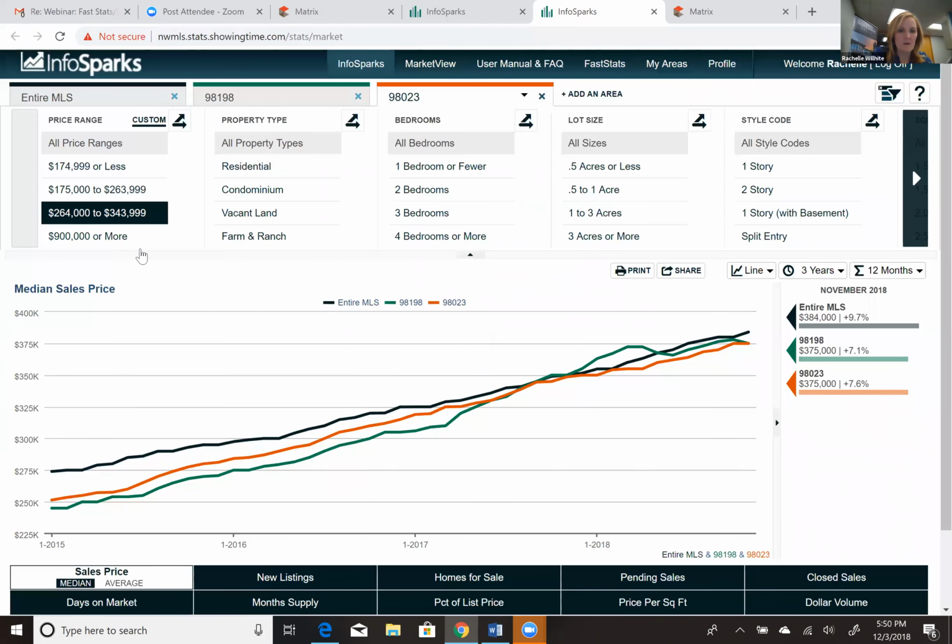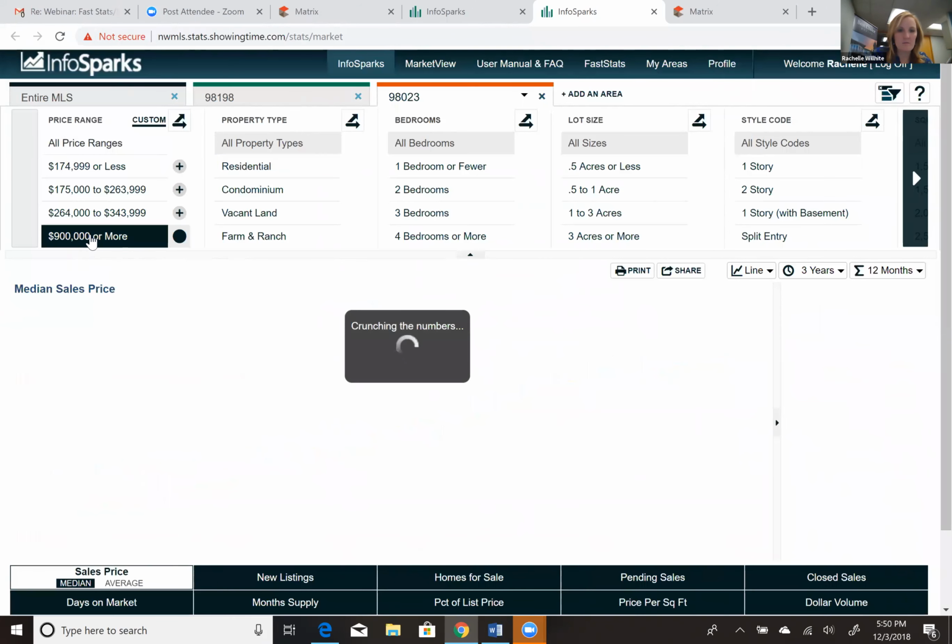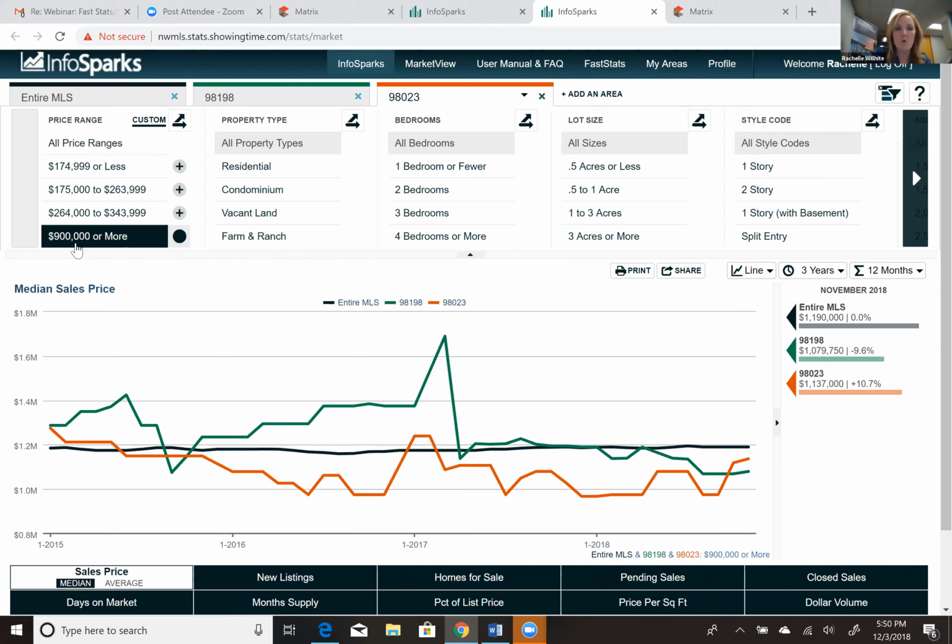Okay. All right, so it did that, saved on mine. So I can select this one. Now it's only looking at anything $900,000 or more. So I can compare what's going on in that upper end market, and comparing the MLS to the Des Moines area and also to the Federal Way along the waterfront.